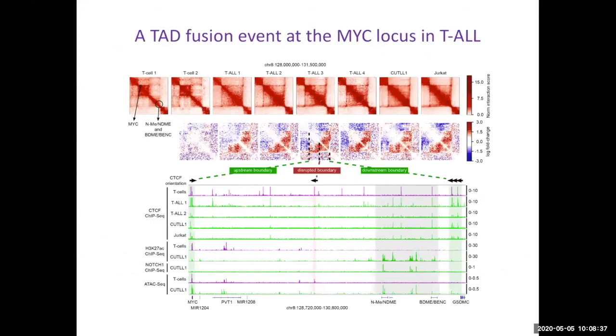So let's take a look at this locus, and sorry that is a busy slide, but we can basically see that in normal T cells, we have two different TADs that fuse in T-cell leukemia. And you see this very strong interaction that we can see in primary T-cell leukemias and also in cell lines that come from T-cell leukemia patients. And that happens because this strong CTCF binding site that you see in T cells basically disappears, and you get this fusion event between the two smaller TADs.